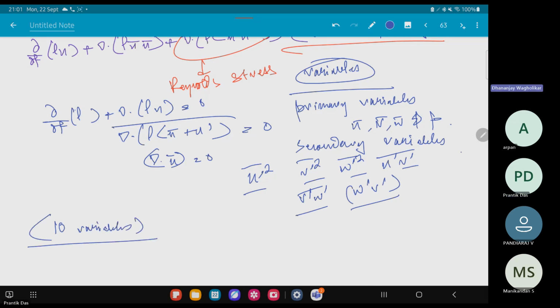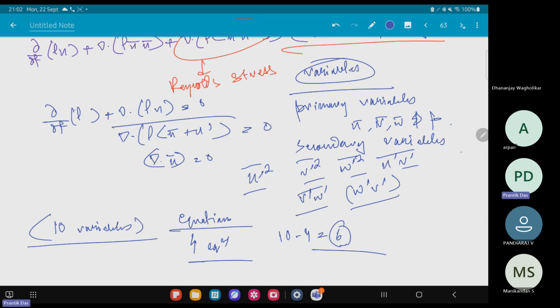Okay. So how many equations are there? 4 only, right? 4 equations. One continuity, and 3 momentum equations, 1 momentum equation for each direction. So 10 minus 4 will be 6. So you actually require 6 extra equations in order to solve this set of equations, to get all the variables. Okay.